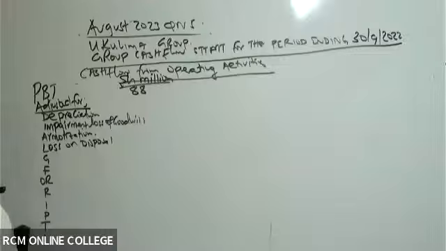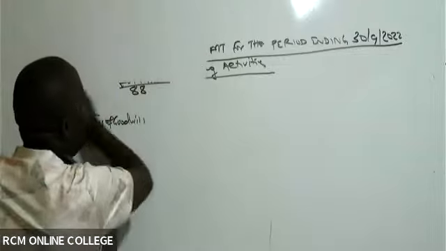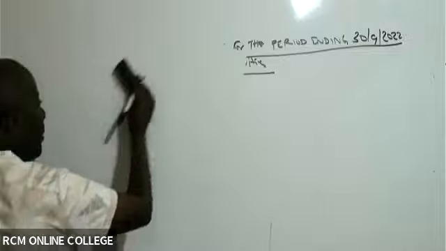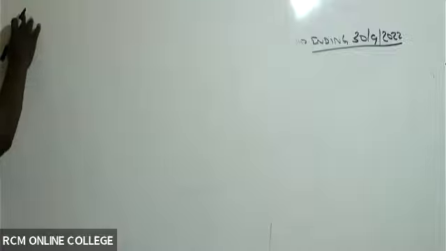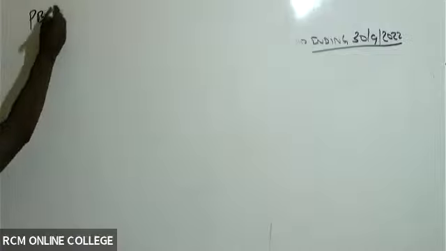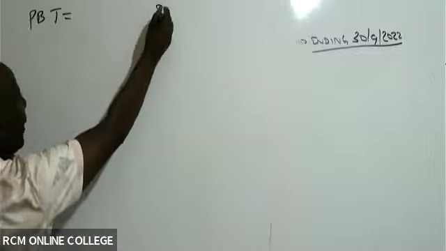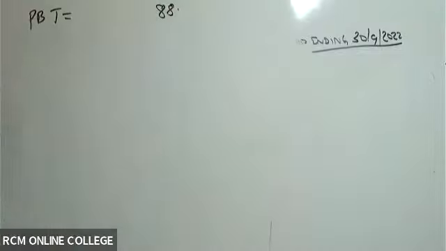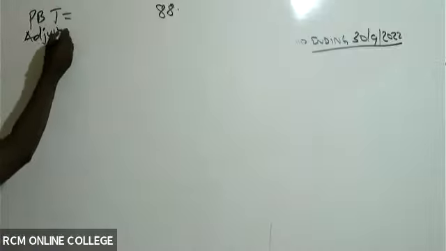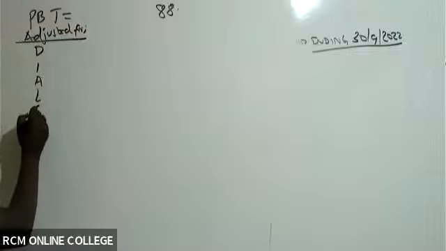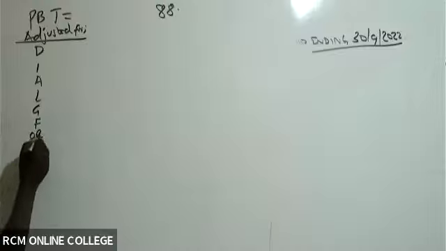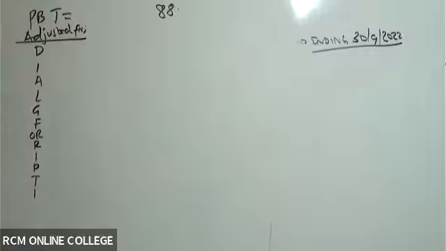Just allow me to write this. So we have here our profit before tax of 88 million. And then we are saying adjusted for what here? Adjusted for. We have here dial, God's number for food, or you rest in peace totally, indefinitely, like that.